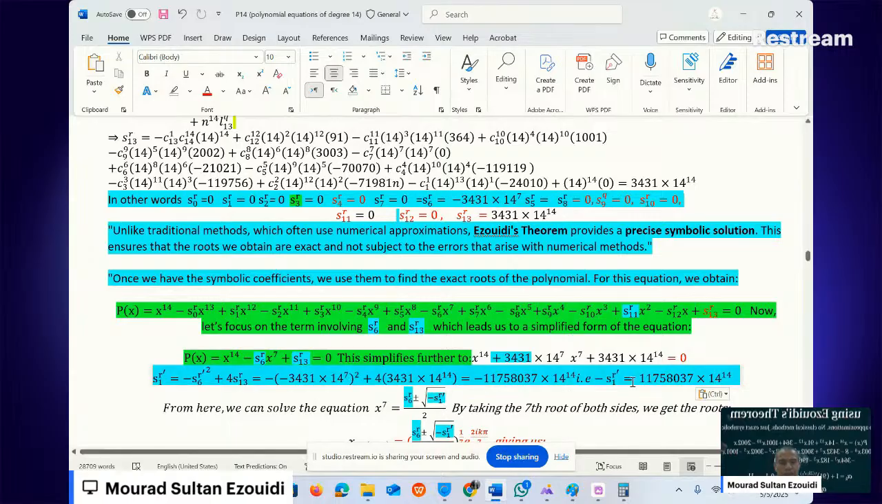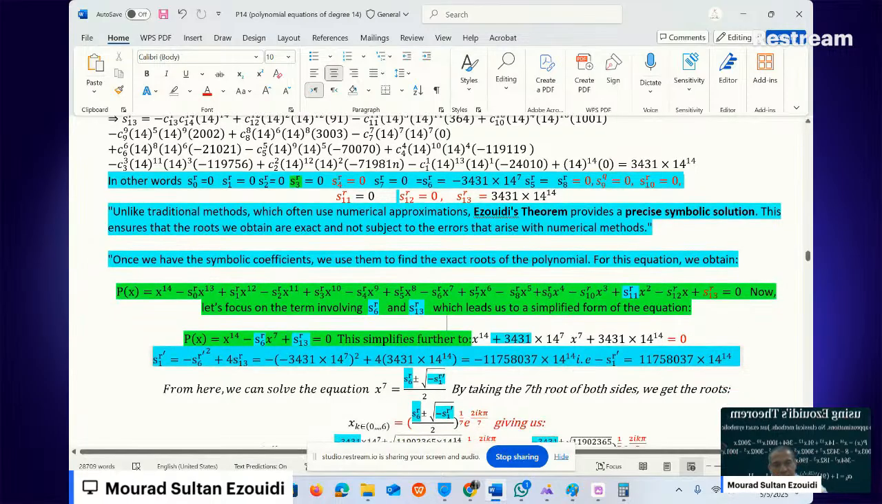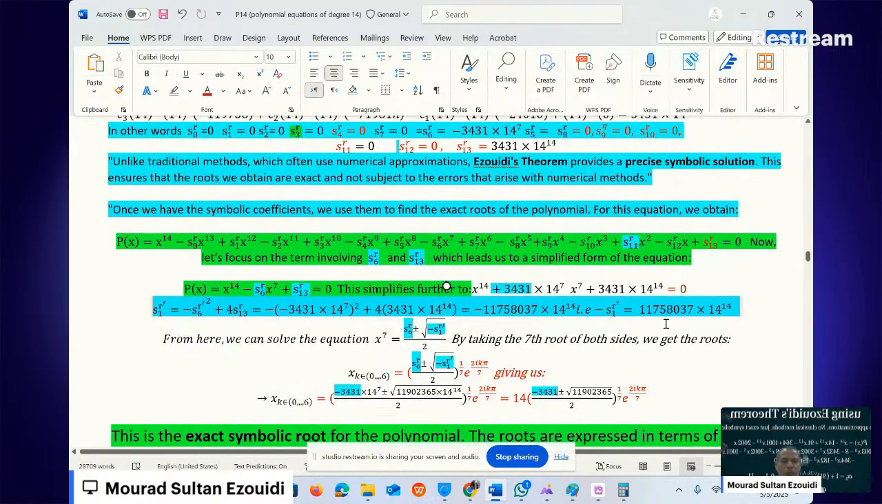Okay, so let's go step by step. We call this 11,758,057. I will put it here. So this is x7 equal. From here we can solve the equation x7 equal as 6 plus negative s1 multiplied by minus 1 divided. By taking the 7th root of both sides we get the roots. So here what's needed exactly is to replace this one over by 11,758,037.